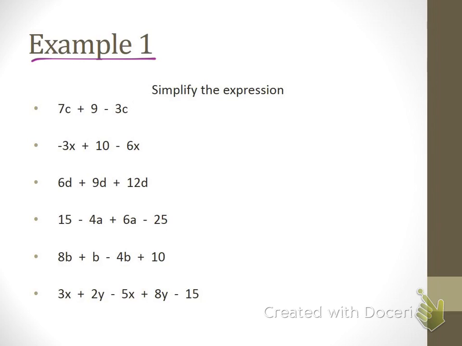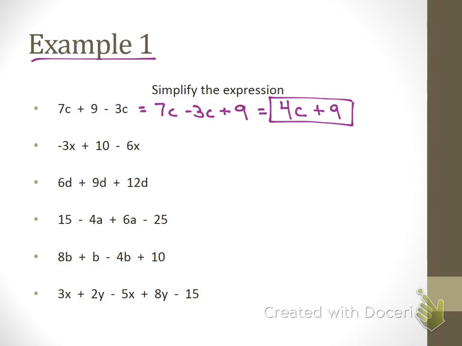So do you see any terms in the first one that are like? 7C and negative 3C. So I'm going to put them next to each other: 7C and negative 3C, and then my plus 9. You see, guys, I used the commutative property to rearrange the terms. That's all I did. Now, because I have my common variable, my C's, I can subtract the numbers. Why am I subtracting? Because there's a subtraction sign there. What's 7C minus 3C? 4C. And then plus 9. This is my answer. I cannot add a number by itself with a number in a variable. They are not like terms. This is my final answer.